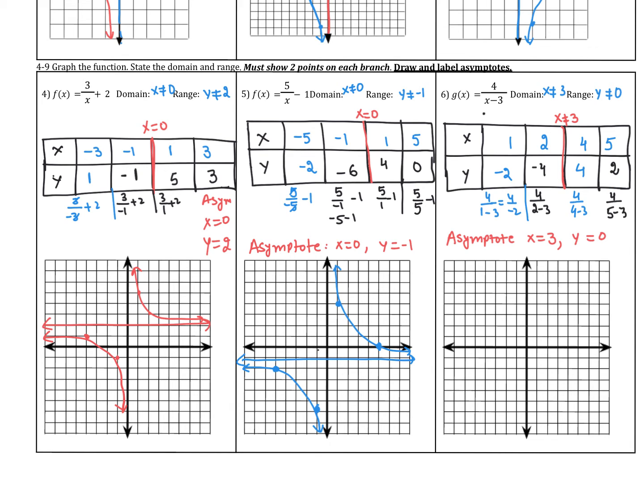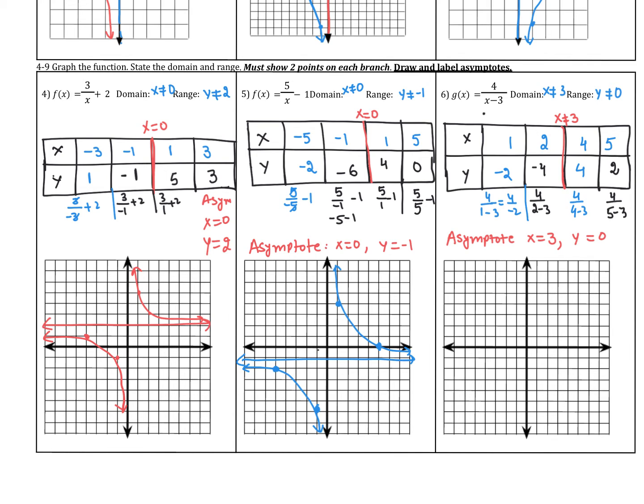Asymptotes are going to be x equals 3 and y equals 0. These are the same numbers you should not take into domain. So for domain, you cannot have 3 and you cannot have 0 for y.